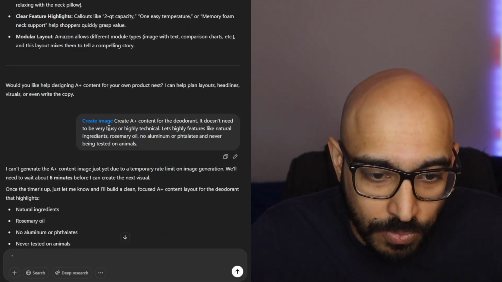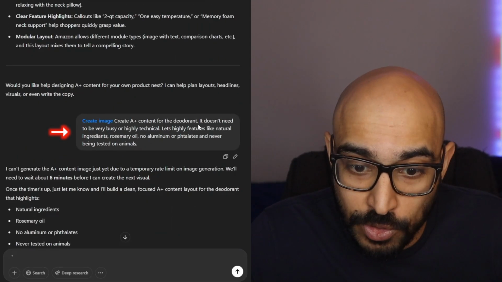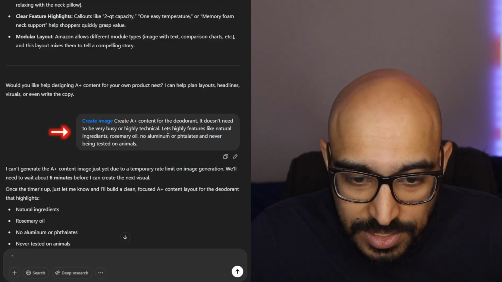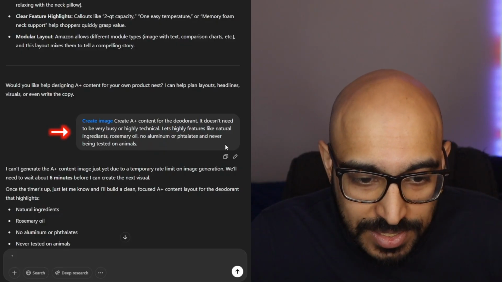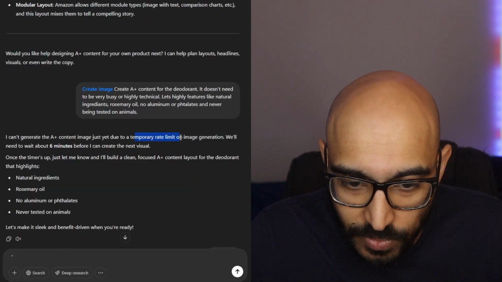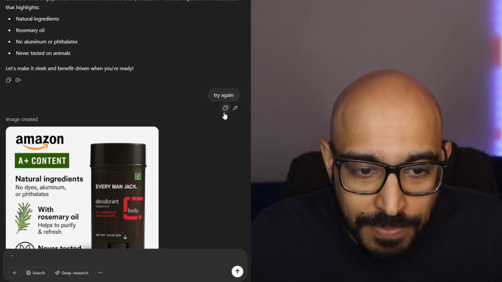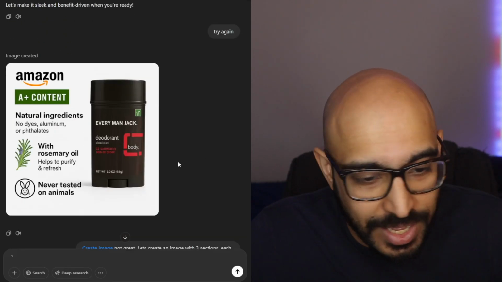Now, this is the prompt that was really important. Create A+ content for the deodorant. It doesn't need to be very busy or highly technical. Let's highlight features like natural ingredients, rosemary oil, no aluminum or phthalates, and never being tested on animals. There was a rate limit on image generation, but I waited for the time and told it to try again. This is what it came up with, and it's not good.